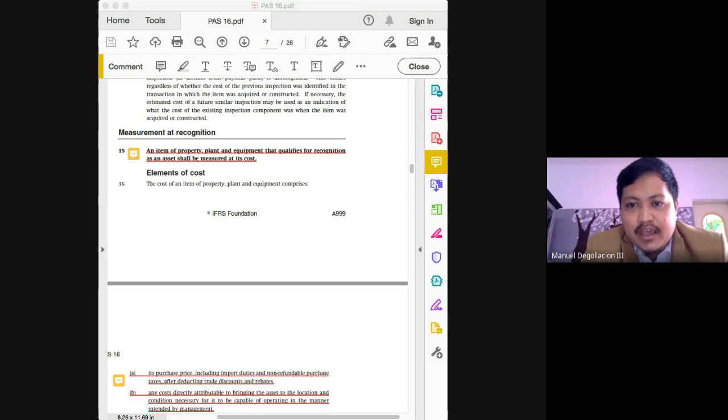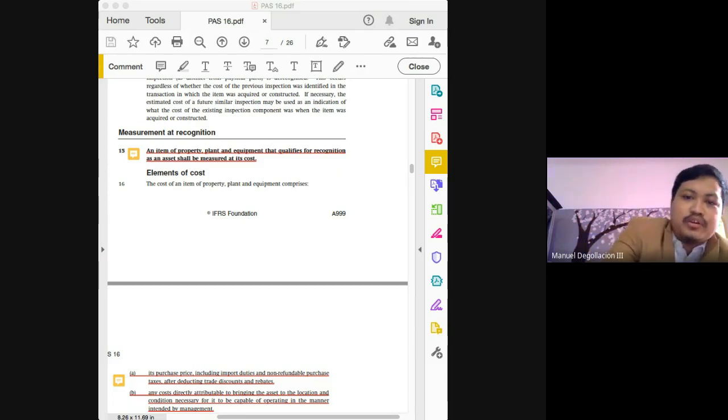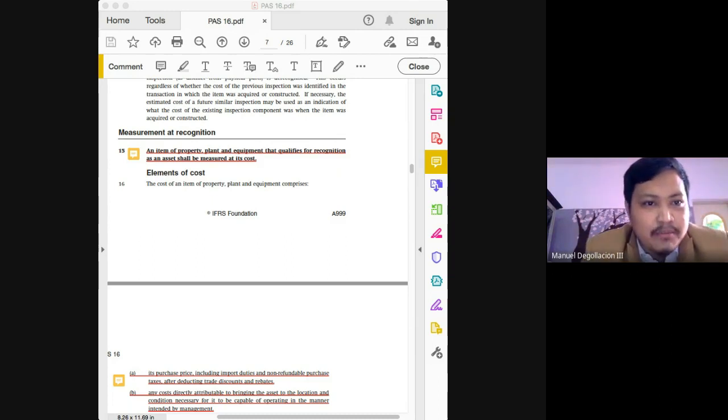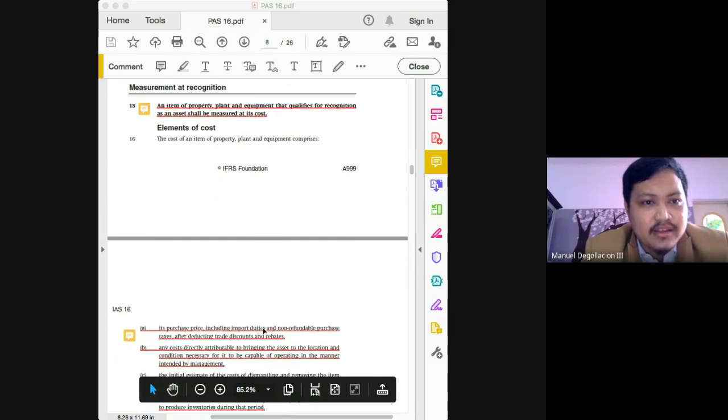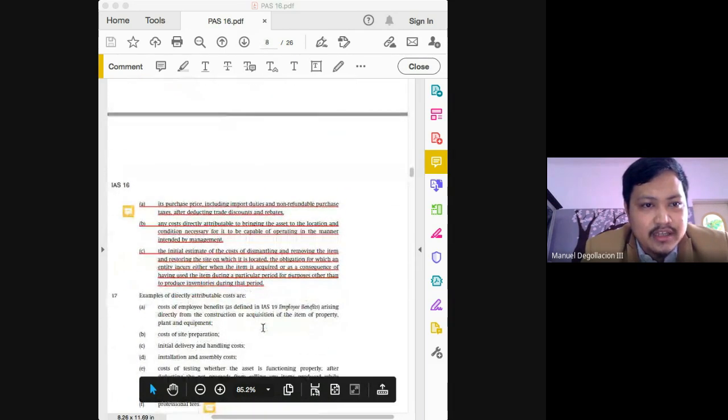So here, PPE's initial measurement, no option, only one rule: measure it at cost. Subsequent measurement, entities are given two options: either to use the cost model or the revaluation model. Okay, this is somewhere down in paragraph 29. You will subsequently measure property, plant, and equipment using either the cost model or the revaluation model. Okay, but for initial measurement, class, again, please do not forget, it is to be initially measured at cost.